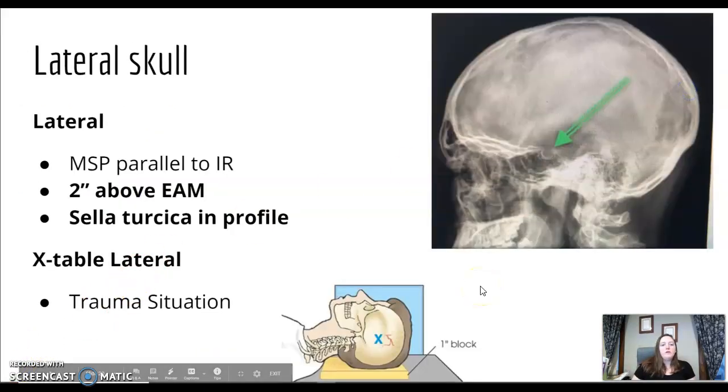All right, lateral skull. You know where to center, 2 inches above EAM. You're looking at this sella turcica, or that saddle, right? Remember? When would you use cross-table? Trauma.